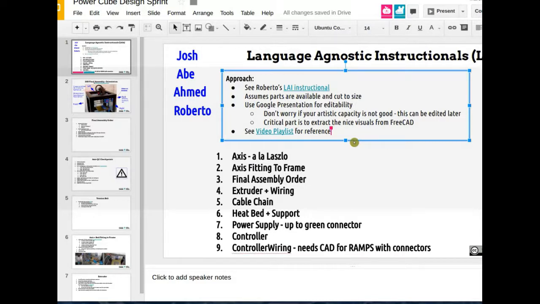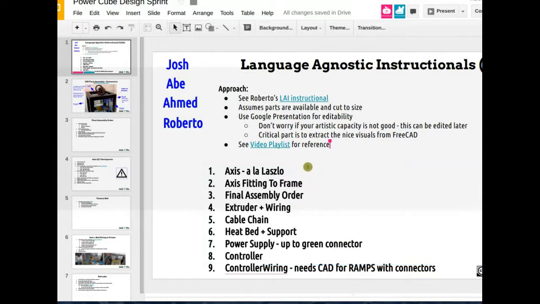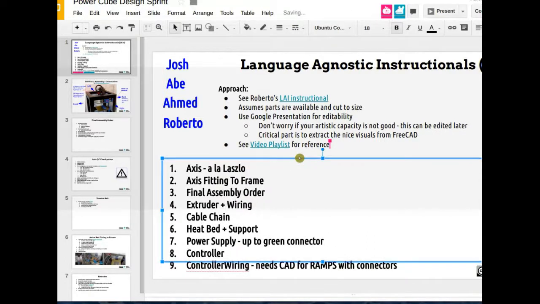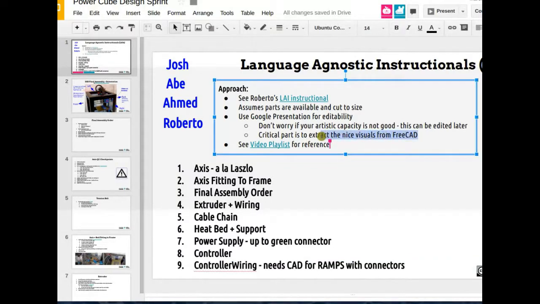And don't worry about your artistic capacity, because if you do the Google Doc, people can edit that. So whoever comes after you, if you start the document and do your best, then we can have the layer of adding the graphics style later on in the process. The critical part is that we extract the nice visuals from FreeCAD, and that's according to Roberto's procedure.